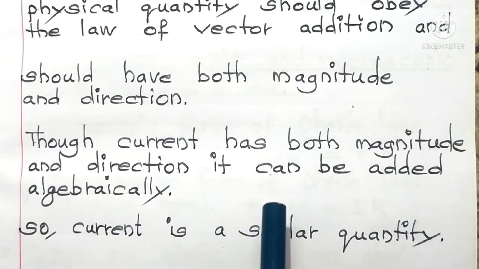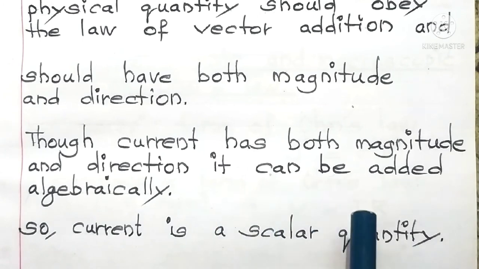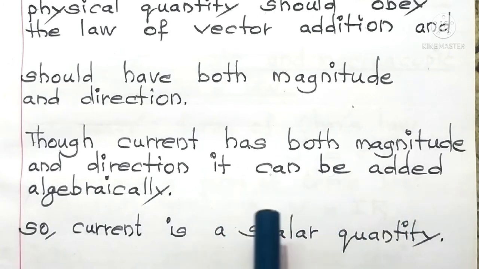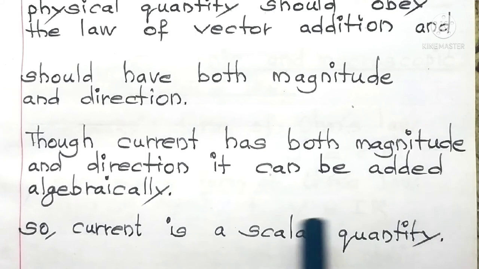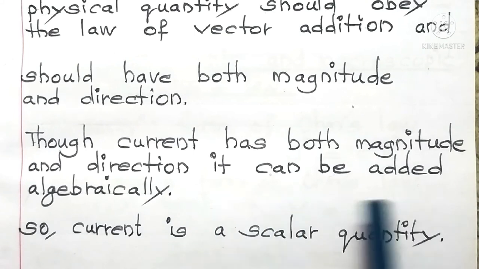The reason is it doesn't need the law of vector addition. Instead, it can be added algebraically, as if we add 2 plus 3 is equal to 5, 5 plus 5 is equal to 10, in that manner. So, current is a scalar quantity, it is not a vector quantity. Hope you would have understood this concept.